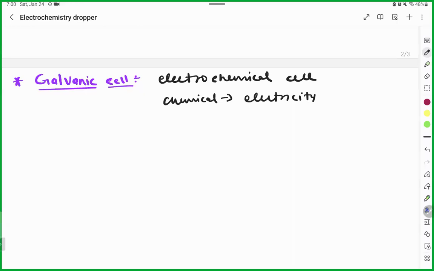Tuhina, what will happen to zinc in the case of the Daniell cell? Oxidation. Loss of electron. Zinc converts into zinc 2 positive ion. And then what about the electrons? Yes, loss of 2 electrons.